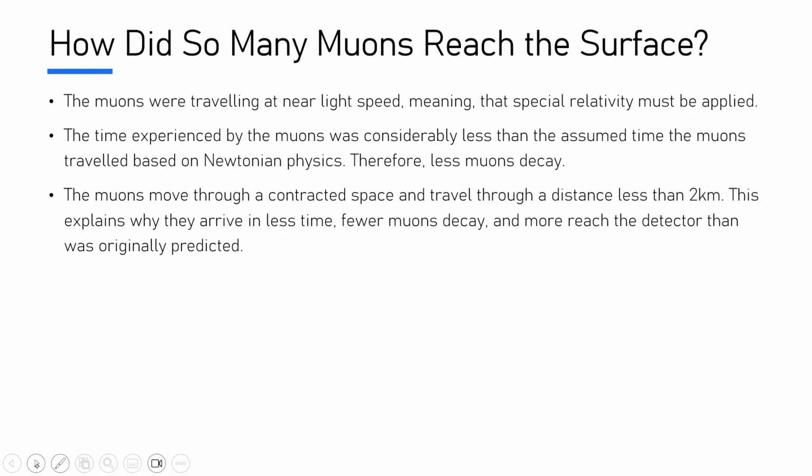Well, the muons were traveling at near light speed. What that meant was that special relativity had to be applied. What that means is the time experienced by the muons going from the top of the mountain to sea level was much less than the time they assumed the muons would be traveling based on their speed and based on Newtonian physics. Therefore, over that shortened time period, fewer muons decayed than expected. Another way of explaining this as well is through length contraction, and that's the idea that the muons were able to move through a contracted space, so not 2 kilometers, but a shorter space than that, and travel through that distance.